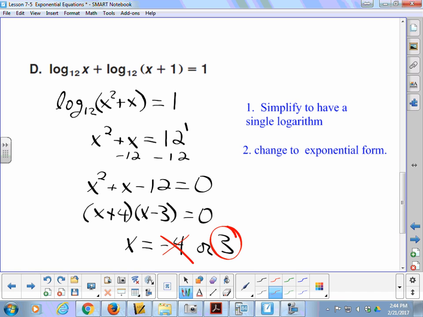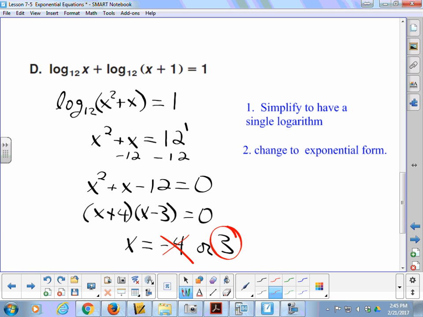So that's what we call an extraneous solution. It's one that we get, but it doesn't work when we go and check it. All right, and if you solve this with your calculator, you would see that there's only one place where those lines are going to intersect, okay? And that's going to be at 3.